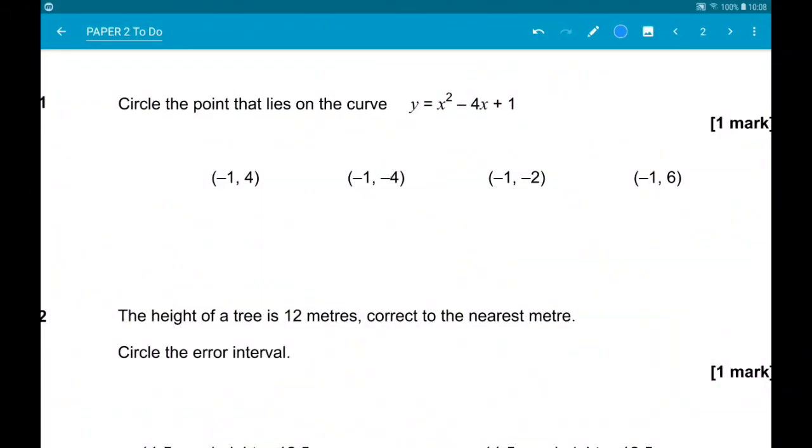Okay then, here we go. Number 1, circle the point which lies on the curve y equals x squared minus 4x and 1. So each possibility has x coordinate minus 1. So substitute that in. We get y is minus 1 squared minus 4 times minus 1 and 1, which gives us 6. So it's minus 1, 6.